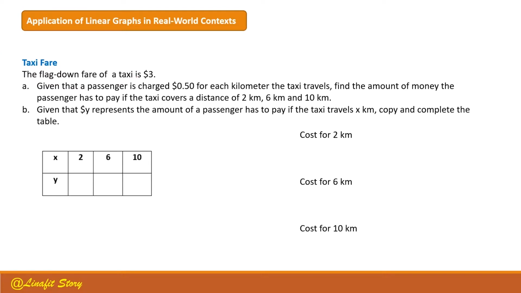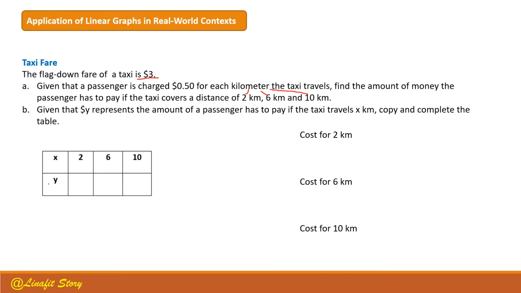Question A. Given that the passenger is charged 50 cents for each kilometer the taxi travels, find the amount of money the passenger has to pay if the taxi covers a distance of 2 km, 6 km, and 10 km. Question B. Given that $y represents the amount the passenger has to pay if the taxi travels x km, copy and complete the table. So here, a linear function can be used to model a taxi fare with a fixed variable cost per km travelled. So remember, x is the input. The inputs are 2 km, 6, and 10.